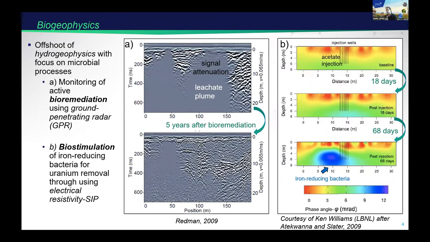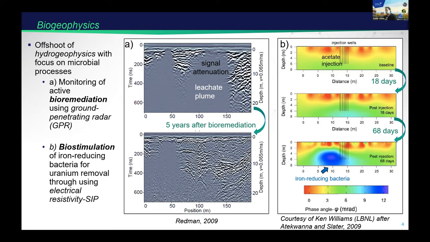Okay, so from near surface geophysics, a couple of decades ago, biogeophysics was developed, or evolved. It was more of an offshoot of hydrogeophysics with the focus on microbial processes. There is a wide array of papers, and without getting into too much detail, just to show a couple of figures here, things like looking at bioremediation. That's a set of ground penetrating radar measurements showing a contaminated site, like a leachate plume, and how the signal gets attenuated. Then the effects after 5 years of bioremediation, and you can see how these reflectors are coming back. So it's almost a way to track how well bioremediation is doing.